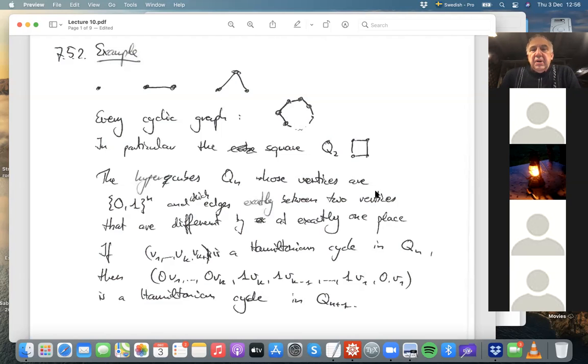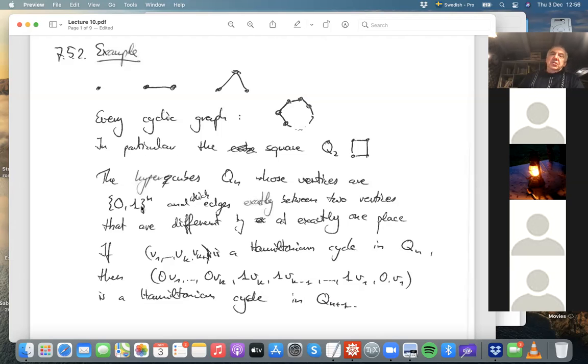And so how to do this? We do this by induction. Well, this graph can be formally defined in the following way. We don't have to think about the cube. We can think about a graph whose vertices are labeled by sequences of zeros and ones, n-tuples of zeros and ones. So you have 2 to the power n such vertices.